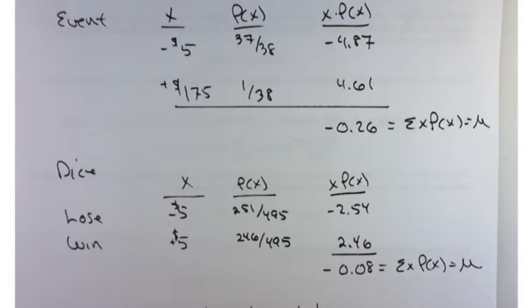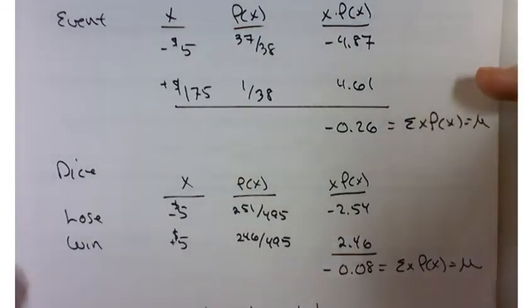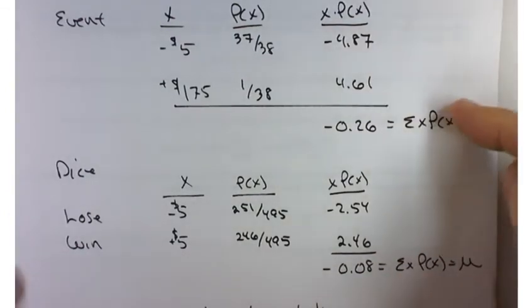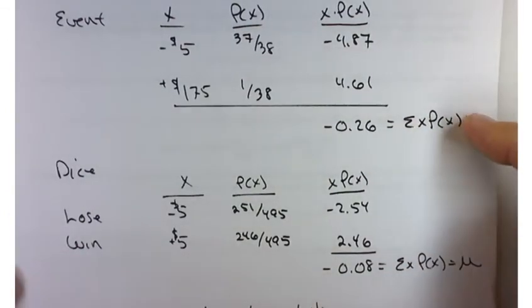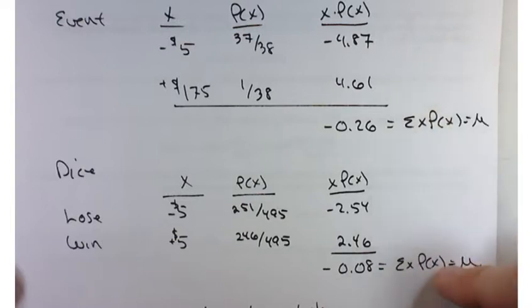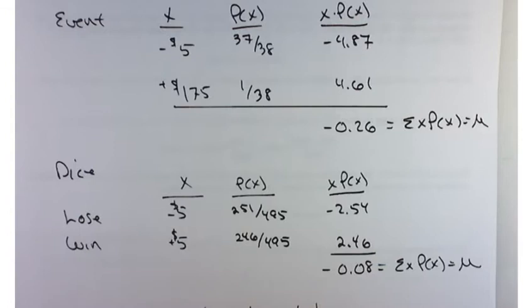Yeah, you're going to lose money. On average, you're going to lose money is what this is saying. So, given the choice, which game would you rather play? The first one, roulette, or the second one, dice? Dice, because your expected value is not as bad.